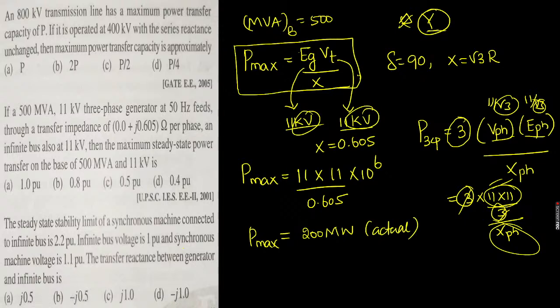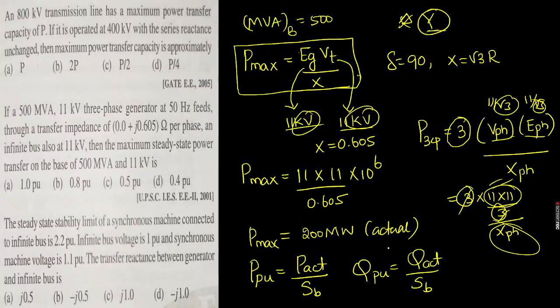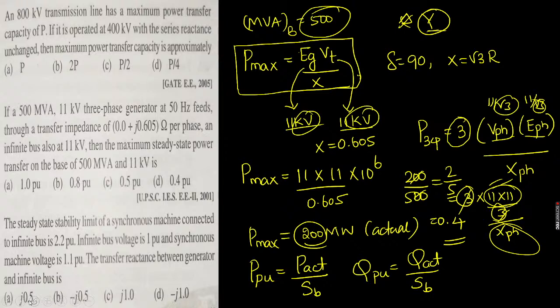Now how to obtain the per unit power? If you want to obtain the per unit power, real power in per unit is actual power divided by MVA base. Similarly, for reactive power, actual reactive power divided by MVA base. So the actual value is 200, base value is 500. Actual divided by base is 200 by 500. Reducing this, 2 by 5, it will be 0.4. So what is the correct answer? Option D is the correct answer.